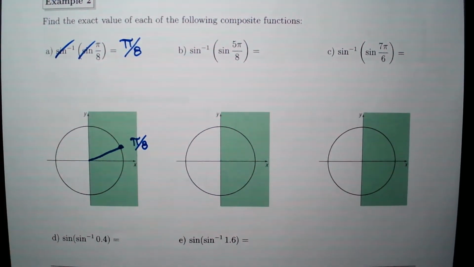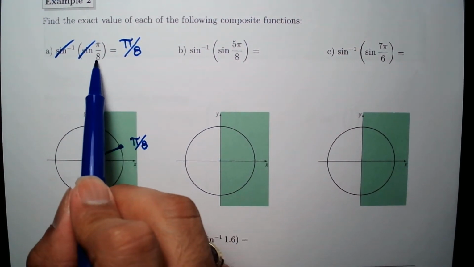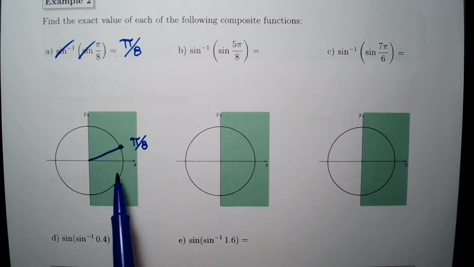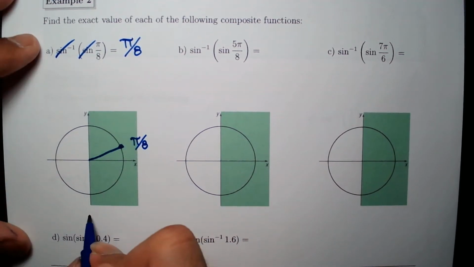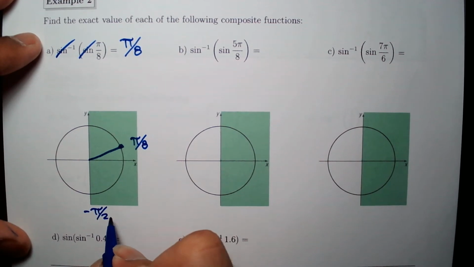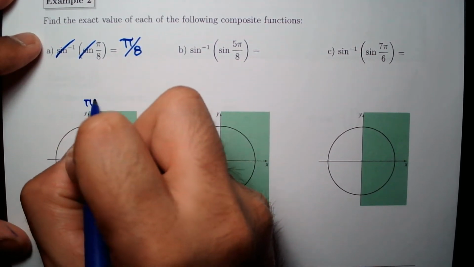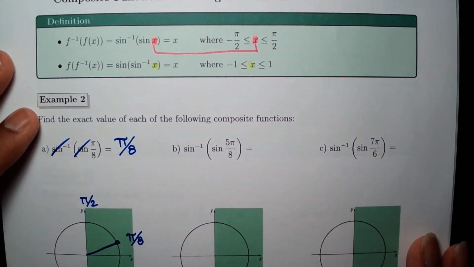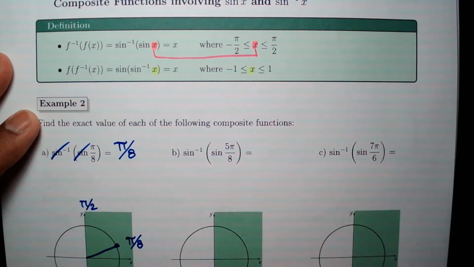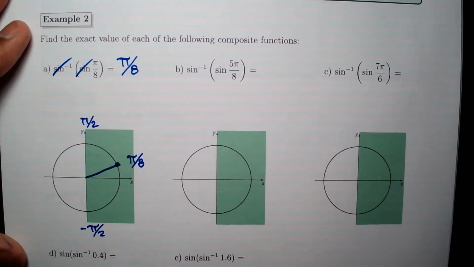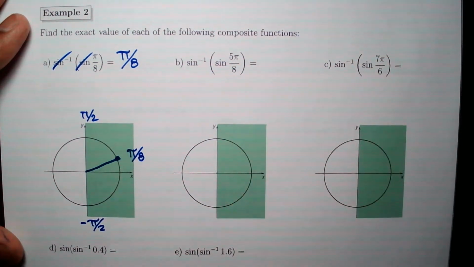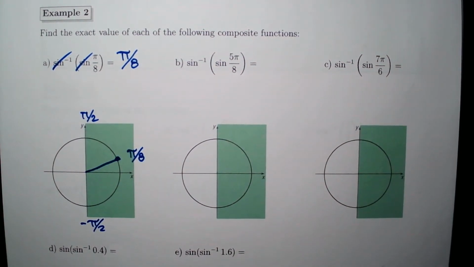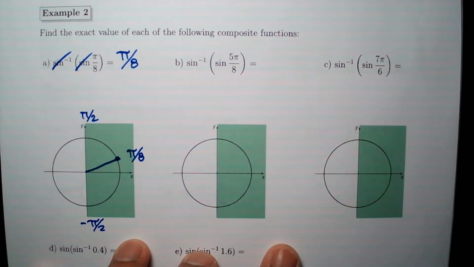And that's because the input that we have lies within the green region that goes from negative pi over 2 all the way to pi over 2, which is the restriction that we have here. All right, let's see. Can we just do boom boom here? Well, be careful. Let's see. So 5 pi over 8.